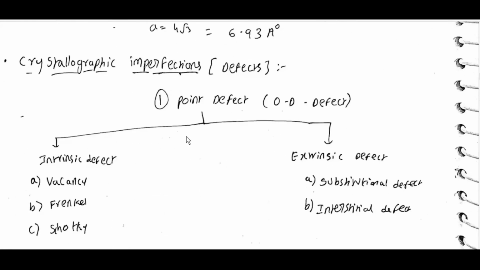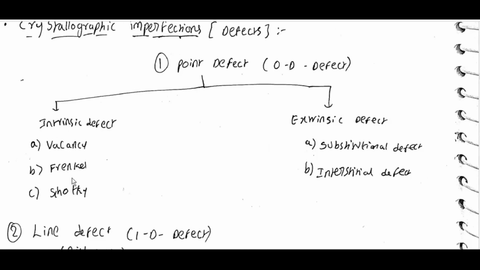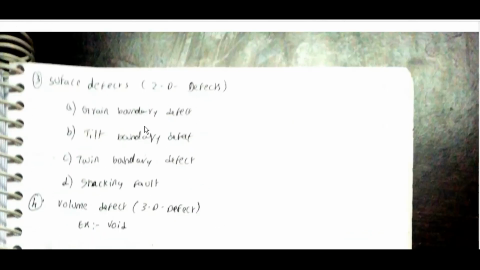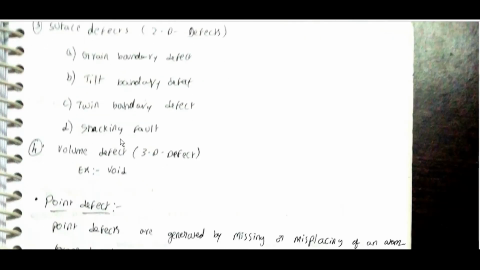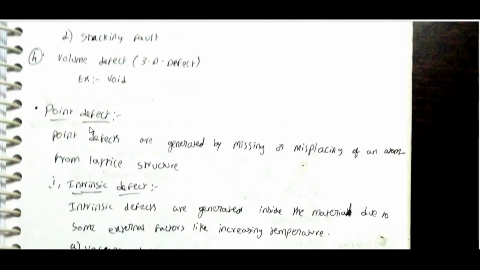Crystallographic imperfections, defects. First, point defect, zero dimensional defect, 0D defect. Intrinsic defect: vacancy defect, Frenkel defect, Schottky defect. Extrinsic defect: substitutional defect, interstitial defect. Line defect, 1D defect: dislocation, edge dislocation, screw dislocation. Surface defects, 2D defects: grain boundary defect, tilt boundary defect, twin boundary defect, stacking fault. Volume defect, 3D defect. Example, void.